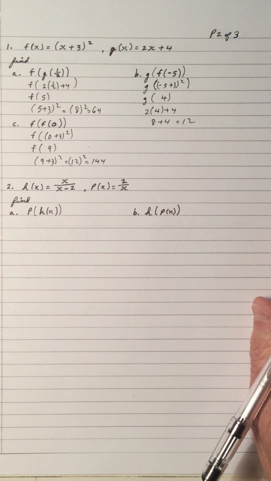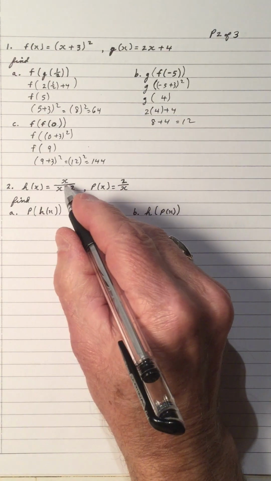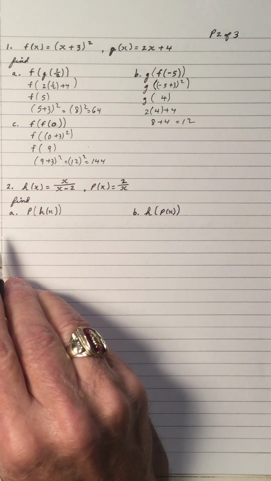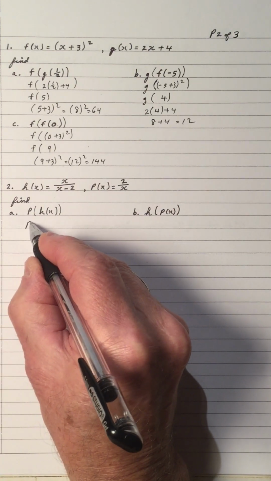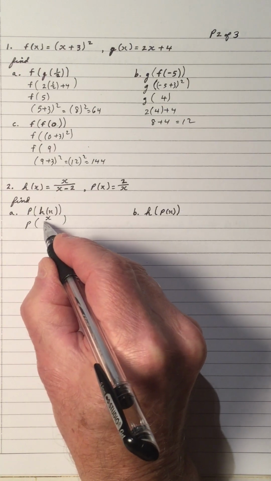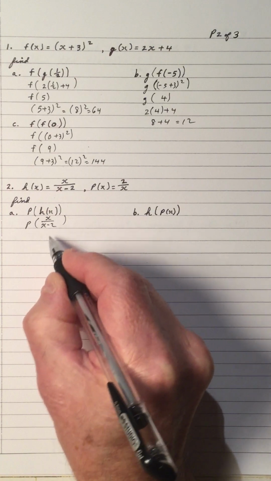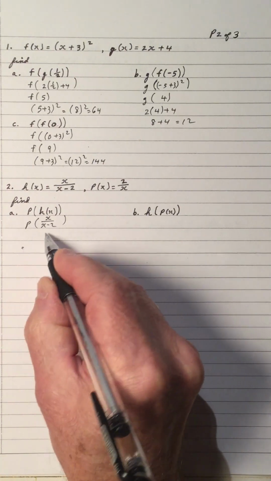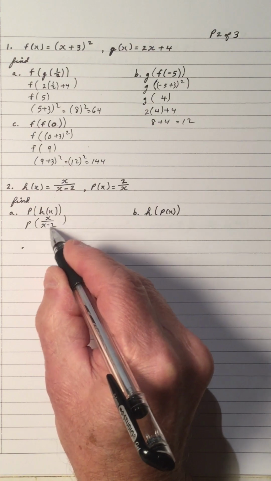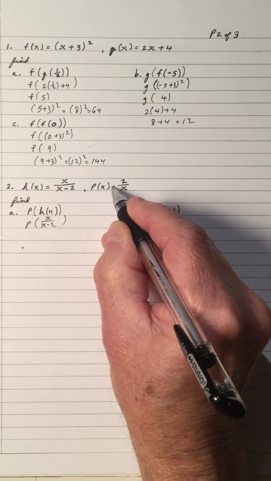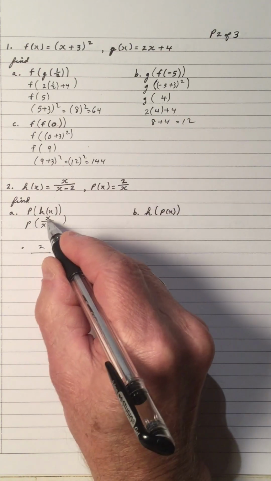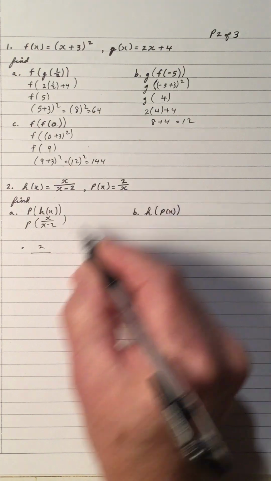Now number 2. h of x is x over x minus 2. p of x is 2 over x. We're going to find each one of these. So h of x is x over x minus 2. And now we're going to take p and put this expression in p. So p gives me 2 over x, and this expression is going in the place of x right there.